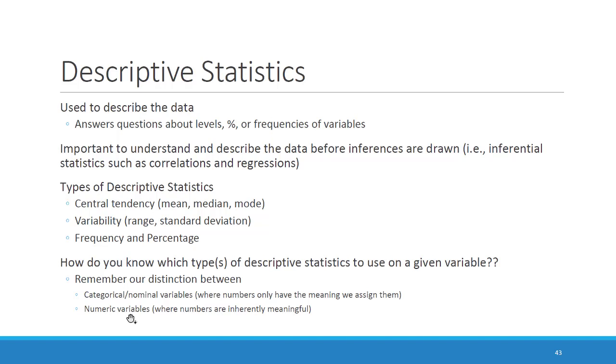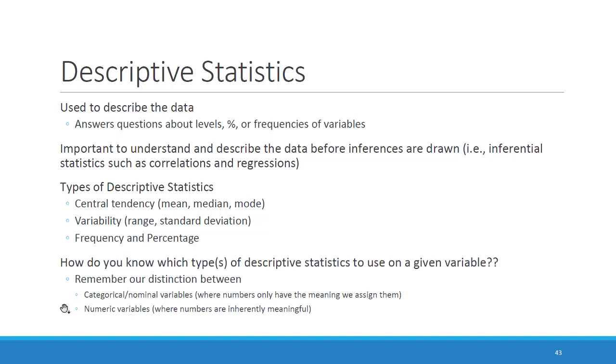On the other hand, we also have numeric variables, which include ordinal, interval, and ratio variables. These are variables for which numbers are inherently meaningful. In other words, if you have a numeric variable, higher numbers typically mean more of something. So in terms of participant age, for instance, we know that someone who's 38 is older than someone who's 37. The numbers there have inherent meaning.